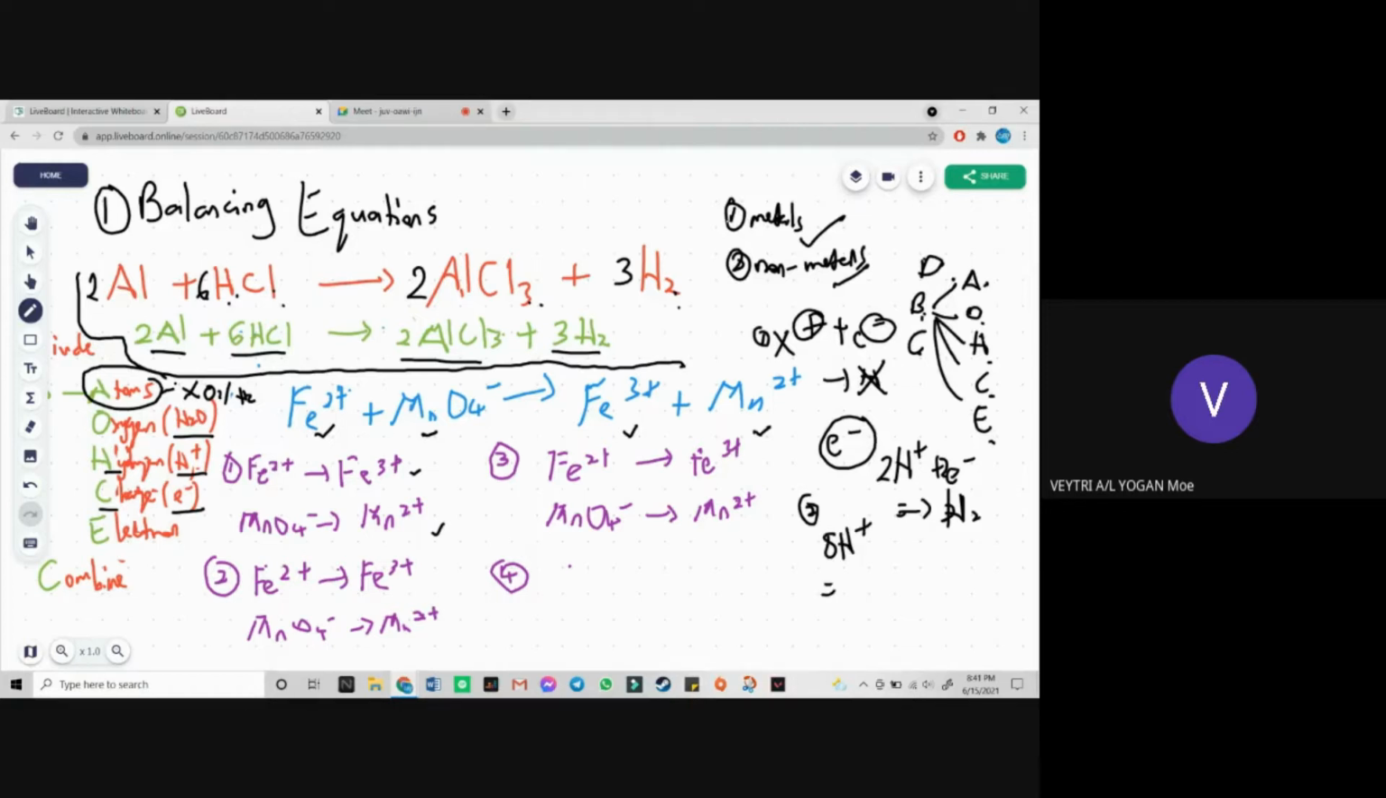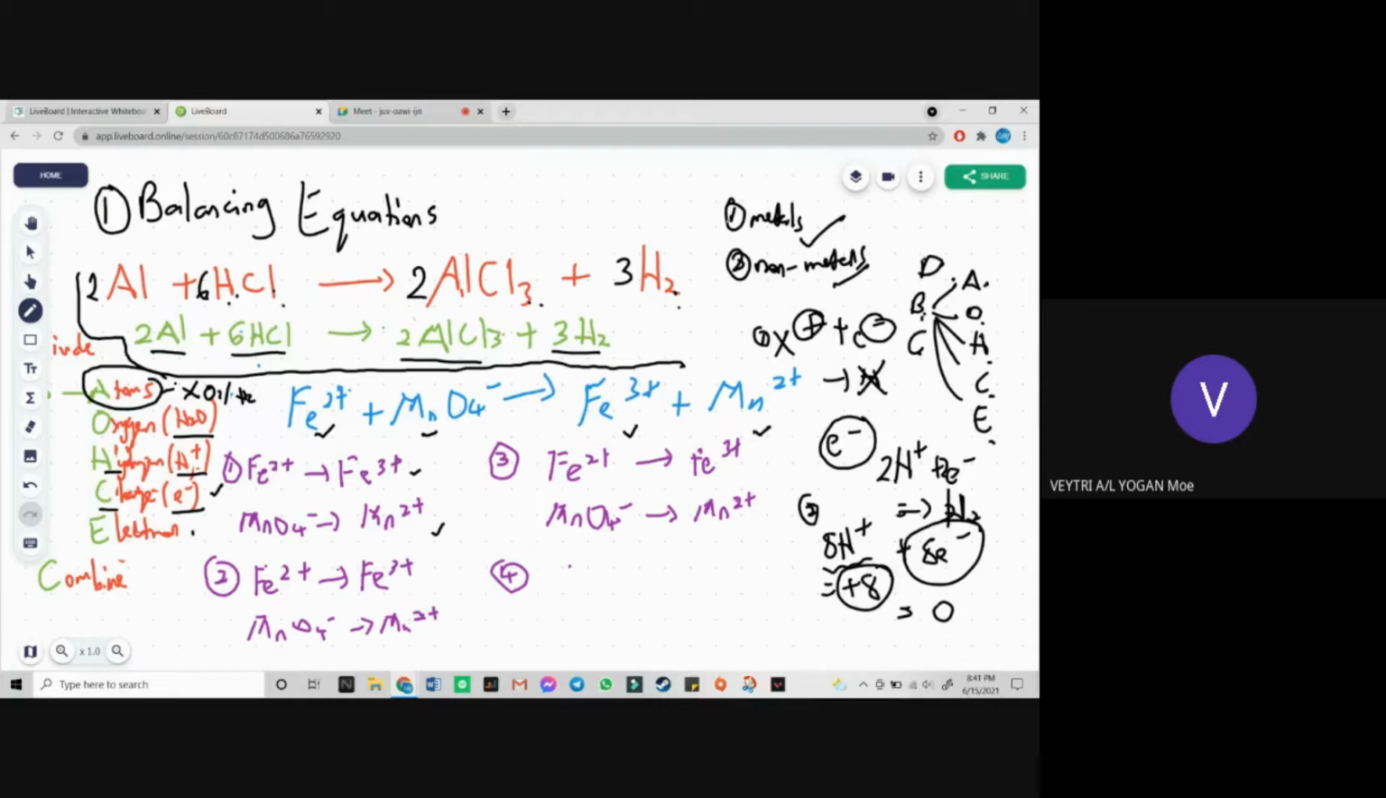This is equivalent, the charge over here is plus 8. So you must add 8 electrons so that the plus 8 here can cancel with the minus 8. You will get 0. Baru dia balance. Alright? Okay, that is for charge.